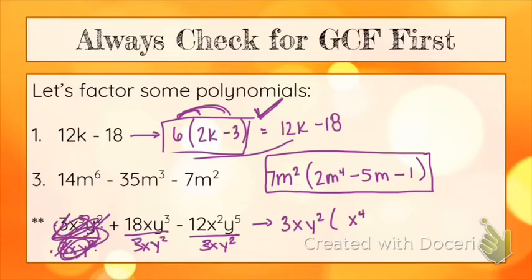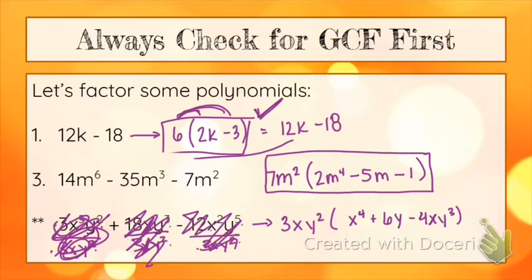Now 18 over 3 reduces to 6. X over x is going to cancel out because that just equals 1. And then y cubed divided by y squared is just y. So we took care of that one. Negative 12 divided by 3 is negative 4. X squared over x reduces to x. And then y to the 5th divided by y squared is y to the 3rd. So we took care of that term.